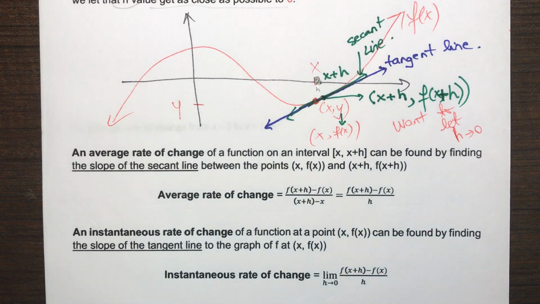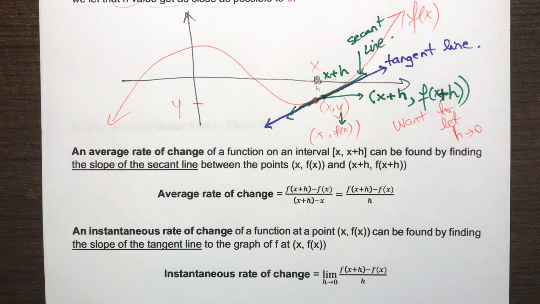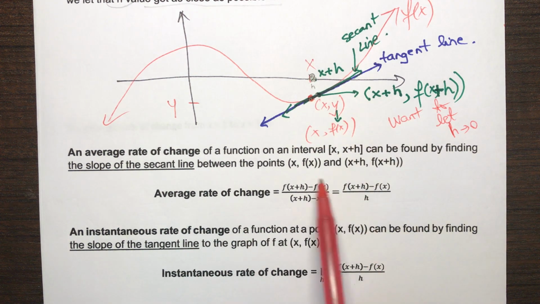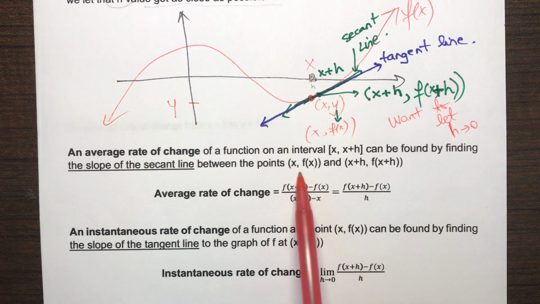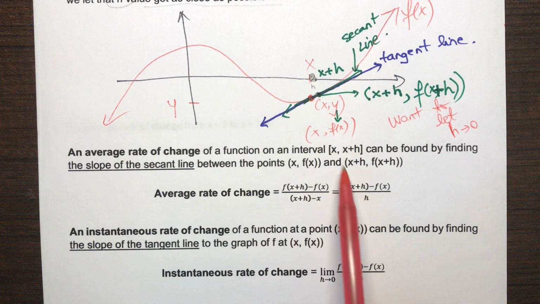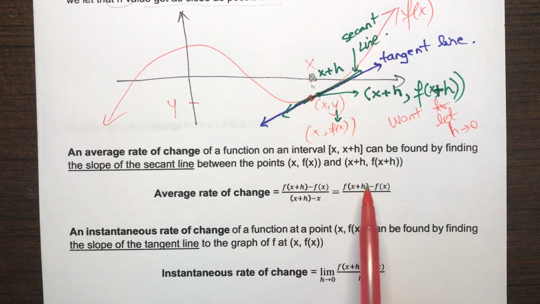So, to recap, an average rate of change of a function on an interval from x to x plus h can be found by finding the slope of the secant line between these 2 points: my initial one, x and whatever f of x, y value I'm getting, and the second point that has coordinates x plus h and f of x plus h.